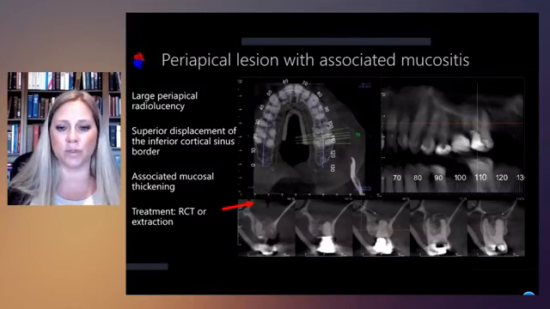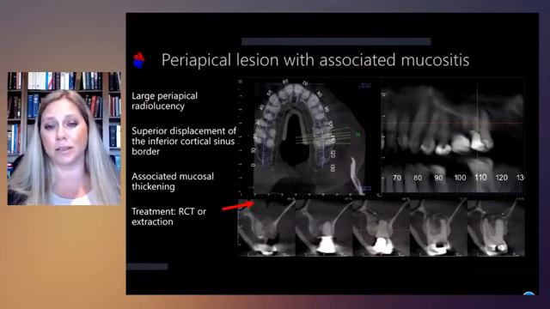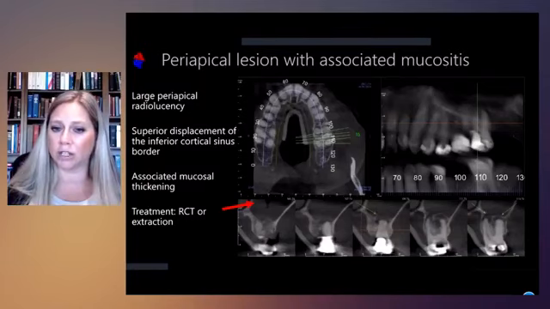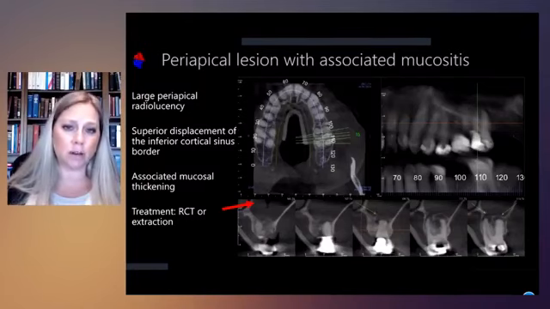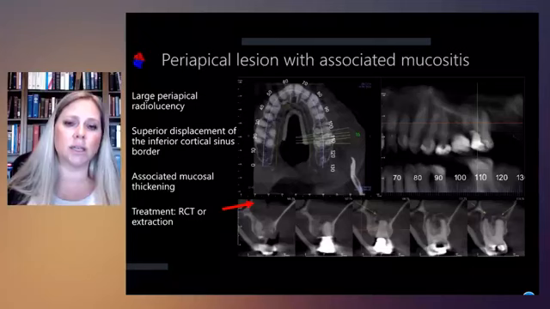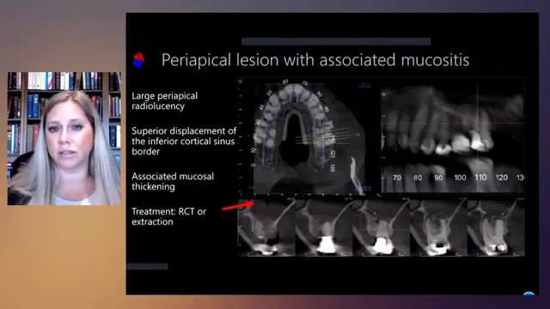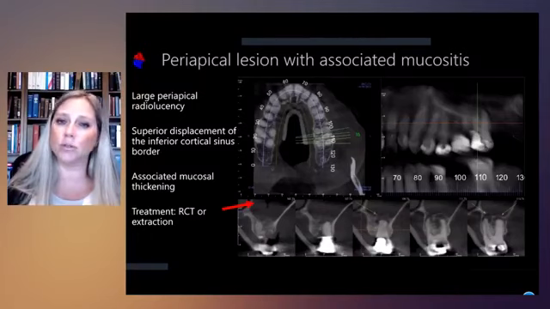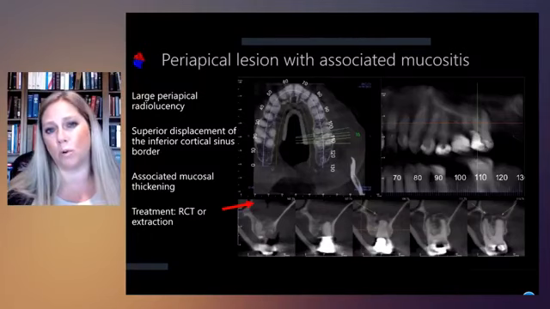What's going to happen, of course, with this, we realize that there's a lesion going on, and this needs root canal treatment or extraction. Now, many times based on our 2D imaging, we didn't see apical lesions as easily as we can with CBCT. And why is that? Well, that's because with CBCT, we're able to see between the cortical borders.